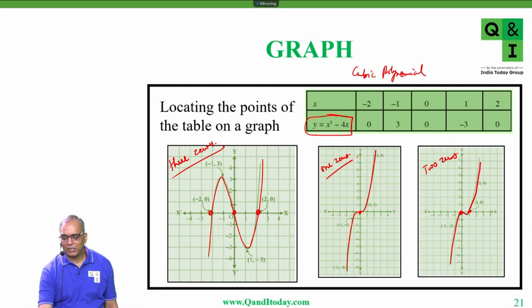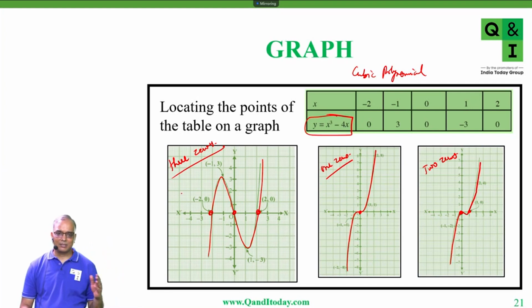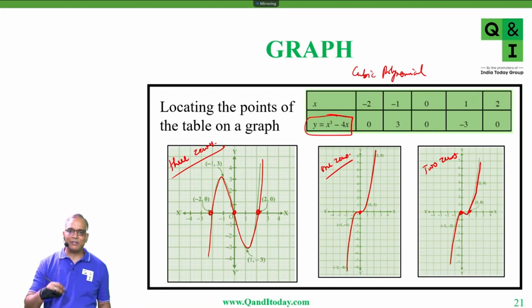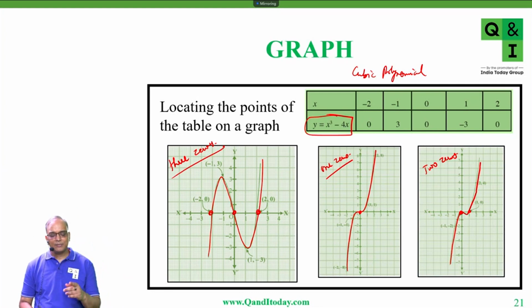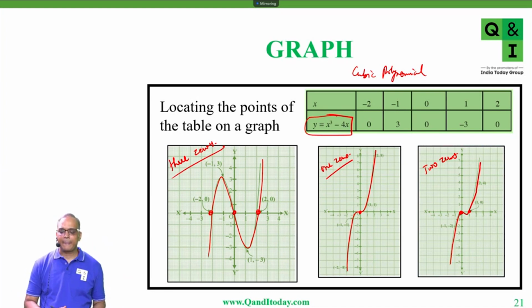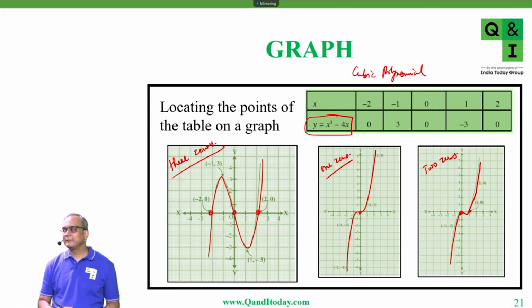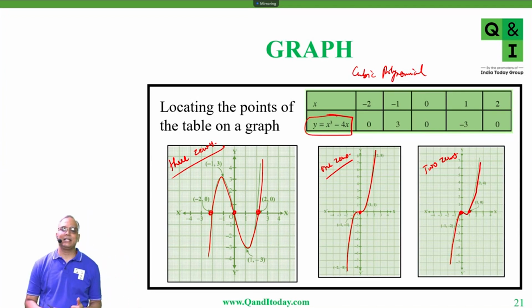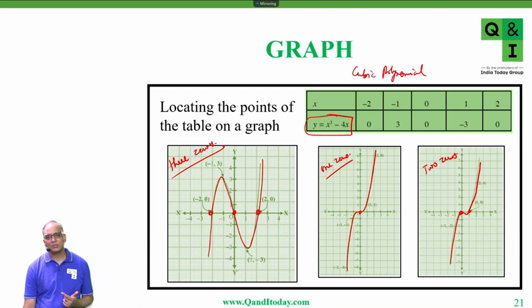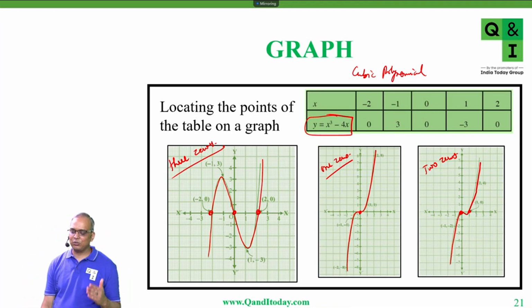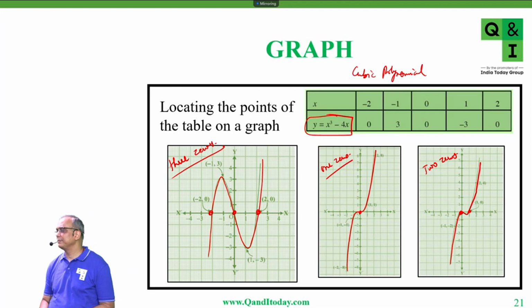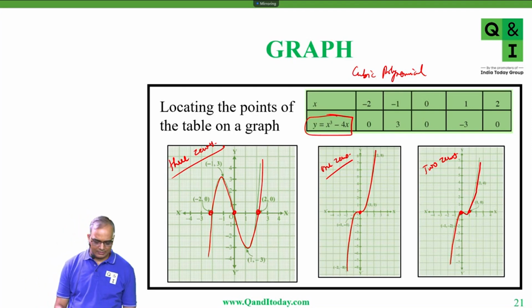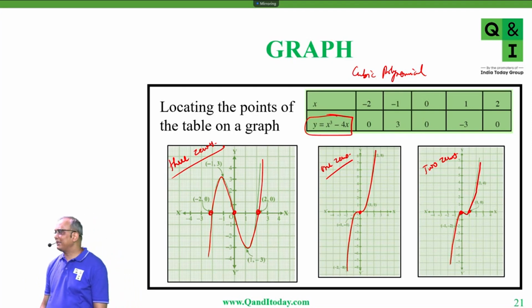Here at one point, so only 1 zero, and in the first case, there are 3 points where it intersects the x-axis. That's why it has three zeros. Is this clear, students? So a cubic polynomial can have a maximum of three zeros, right? So there are three cases which you can see having three zeros, two zeros, or 1 zero. Shall we move ahead?